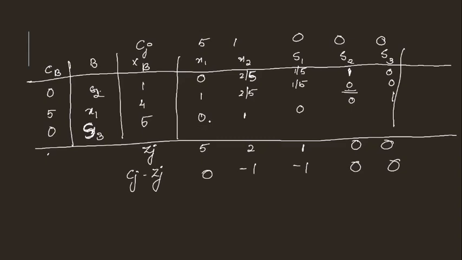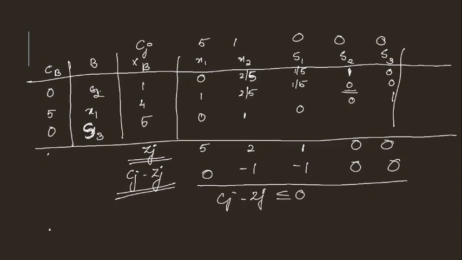And then I find out Zj. I think by now it is familiar how to find out Zj, and you find the Cj minus Zj also. Now here you can stop the iteration. Why? Because all the values of Cj minus Zj are less than or equal to 0. So when you get something like this, you have the solutions also with you.